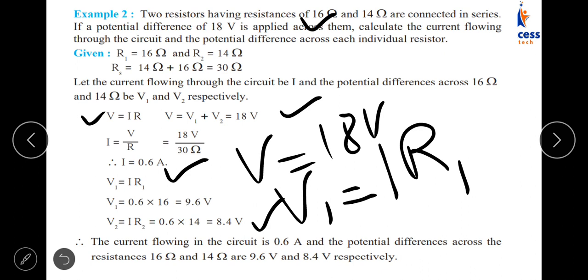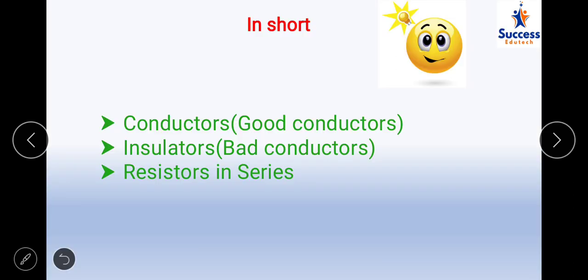First you find the current, and the potential differences across the 16 ohm and 14 ohm resistors are 9.6 and 8.4 volts, using simple Ohm's law. Only two formulas are used here, that is Rs is equal to R1 plus R2 and V is equal to IR. Since the current remains the same, we can use Ohm's law easily over here, because it is resistance in series. So when you solve the question, always read whether the resistances are in series or in parallel.